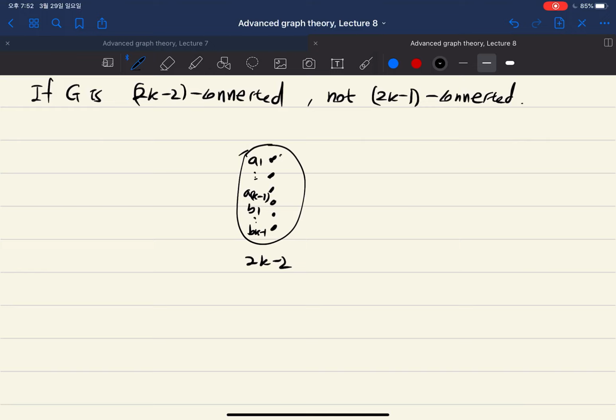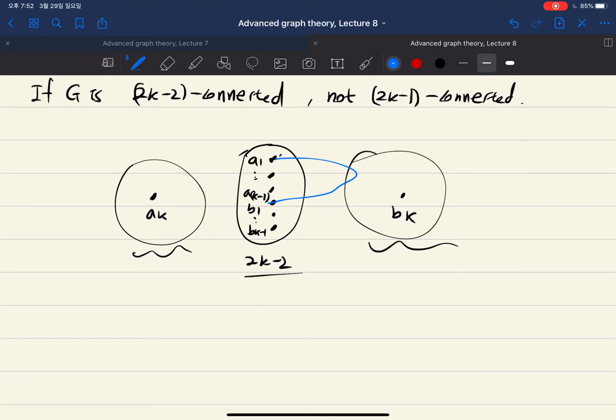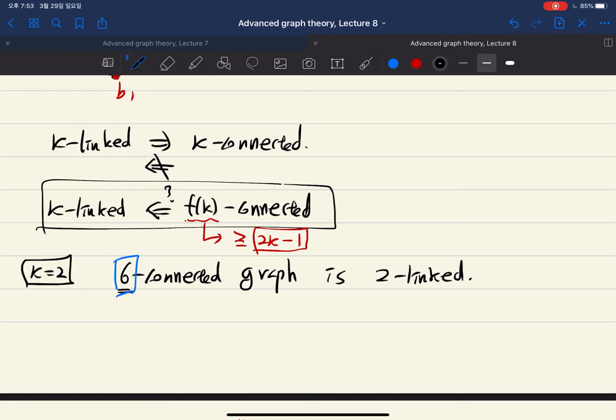And because this is a vertex cut, there are two different components once you delete these, and write ak here and bk here. Then once we find the paths between these vertices in any way, all the vertices in this vertex cut are already used, so there is no way that you can find the disjoint path from ak to bk. So we know that if this f(k) exists, it needs to be at least 2k minus 1.